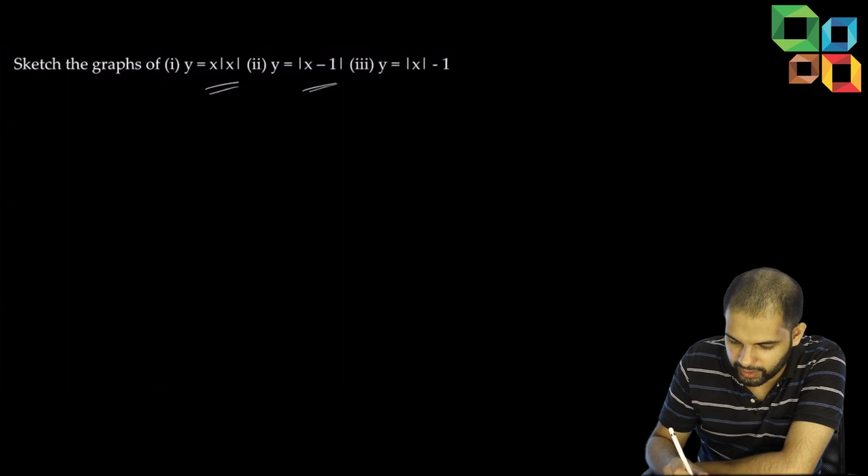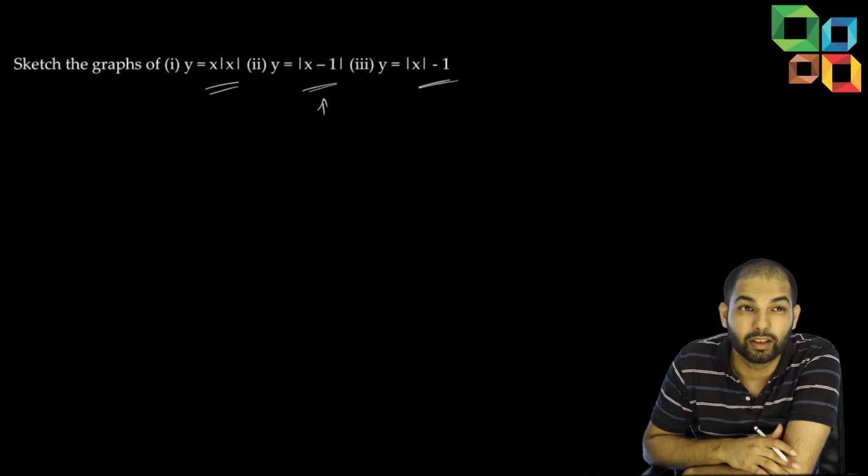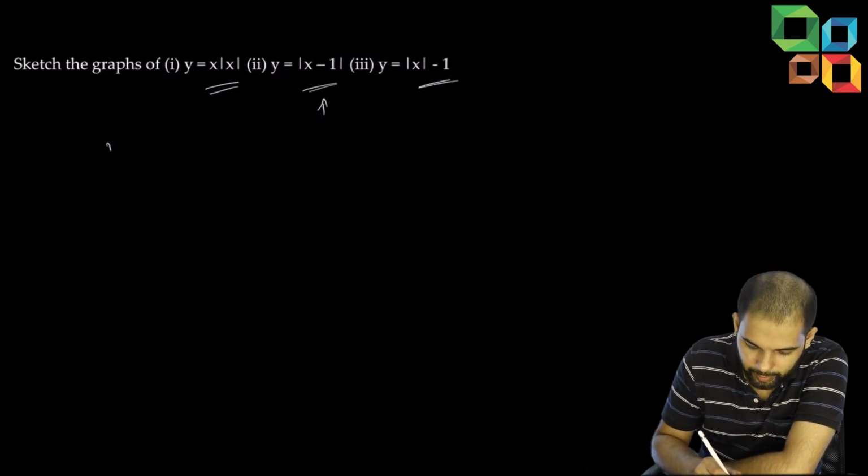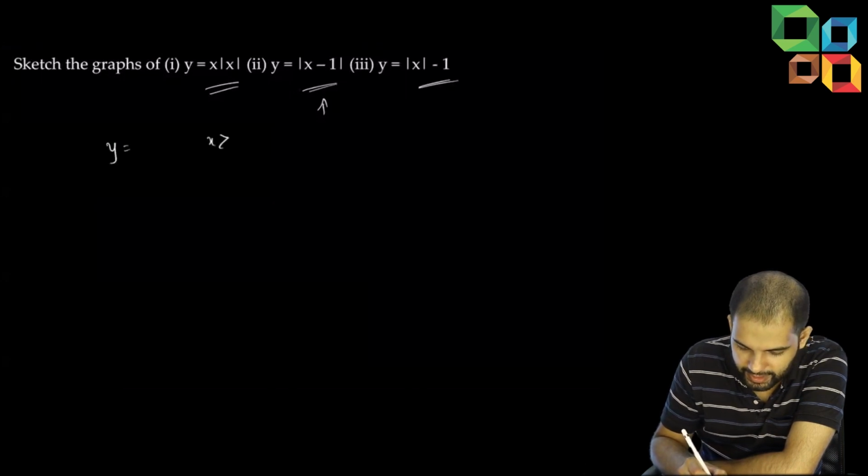Try to draw the graph. I think we have discussed this. Try to draw the graphs of all three. If there is any doubt, we can discuss. I'll help you out somewhat. You can draw this for the case x greater than 0: this is x square. For x less than 0, this is minus x square. These are the graphs you have to draw.